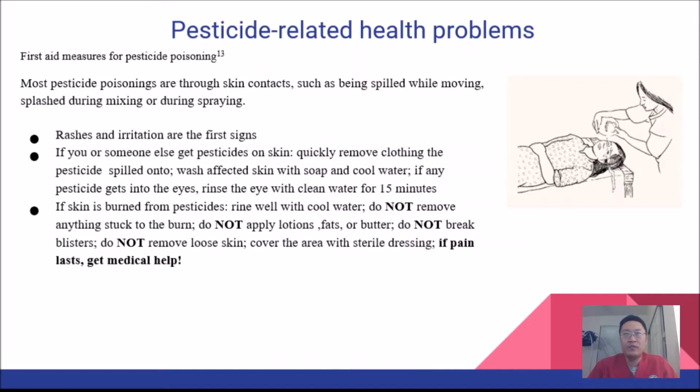So these are some first aid measures for if anyone get pesticide poisoned. Most pesticide poisonings are through skin contacts, such as being spilled while moving, or splashed during mixing or during spraying. The first signs are normally rashes and irritation. If you or someone else get pesticide on the skin, you should quickly remove clothing that the pesticide spilled onto. You should wash the affected skin with soap and cool water. If any pesticide gets into the eyes, you should rinse the eye with clean water for at least 15 minutes.